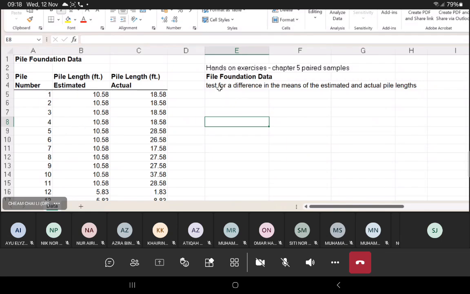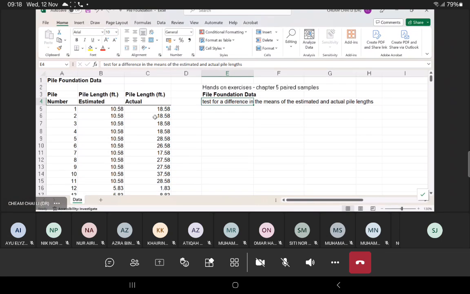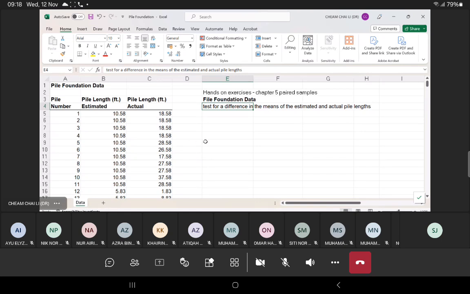So the question is to test for a difference in the means of the estimated and the actual power length. So kita nak compare dua group ini, dan dua group ini kita tahu dia adalah sangat saling berkaitan. So we cannot use the two independent sample anymore. We need to use the two dependent atau PET sample, right? Yeah.